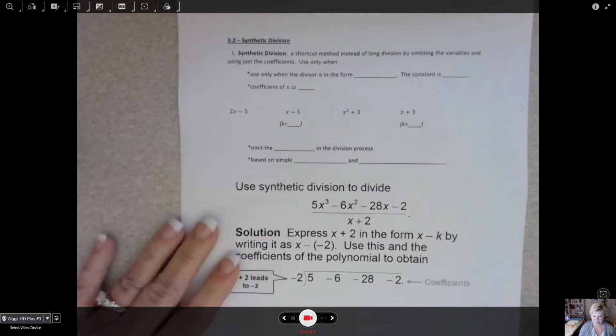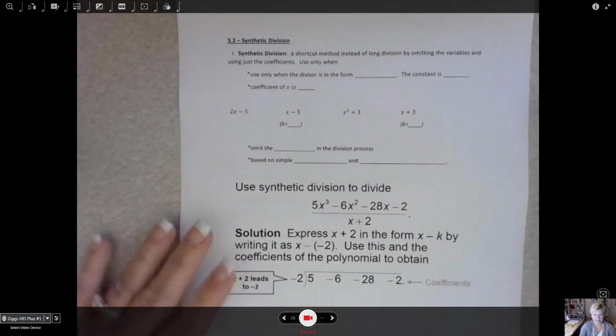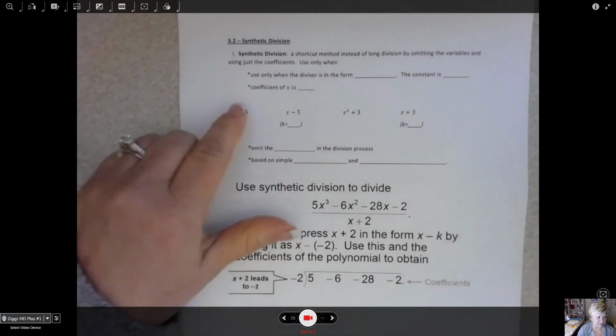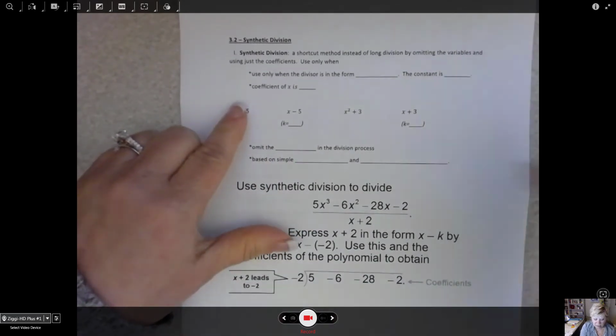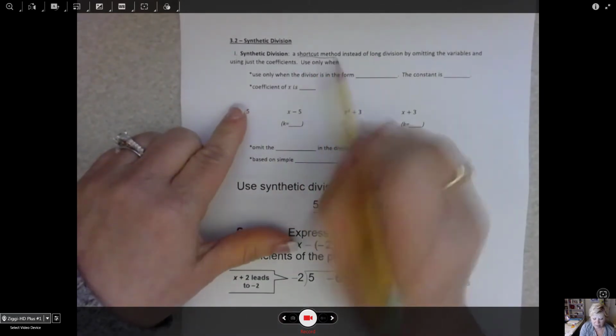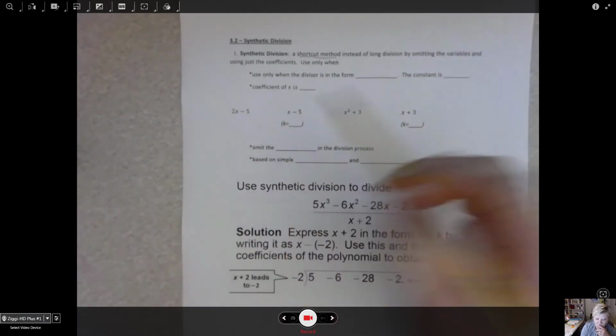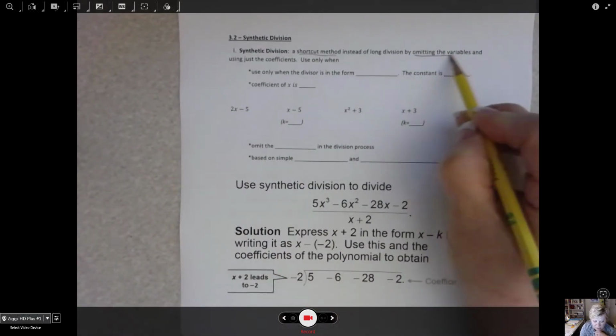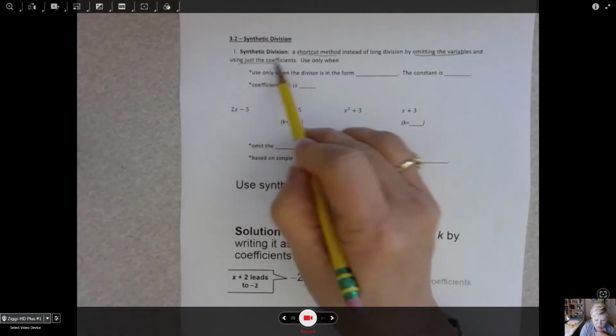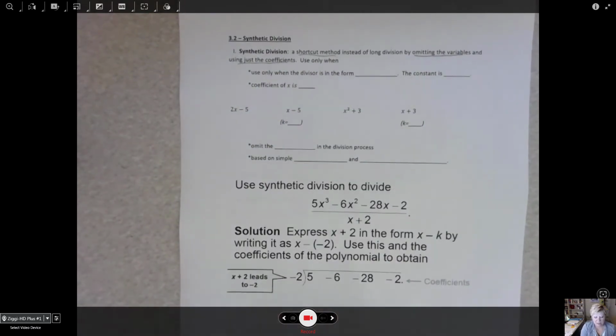I need to talk about some synthetic division. Synthetic division is not near as invasive as long division. It's simply a shortcut method. Instead of using long division, we omit the variables and use just the coefficients.